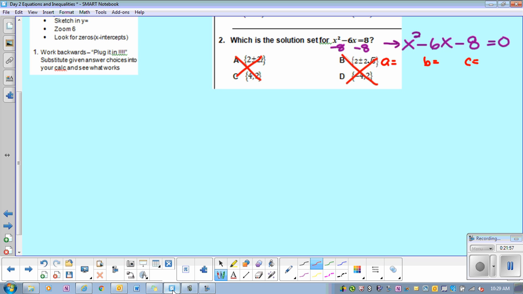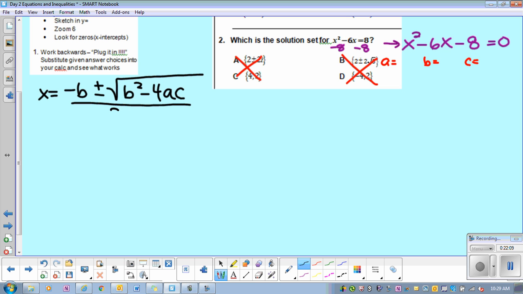And remember, you don't have to memorize the quadratic formula because it's on your formula sheet. It's x equals opposite b plus or minus the square root of b squared minus 4ac all over 2a.